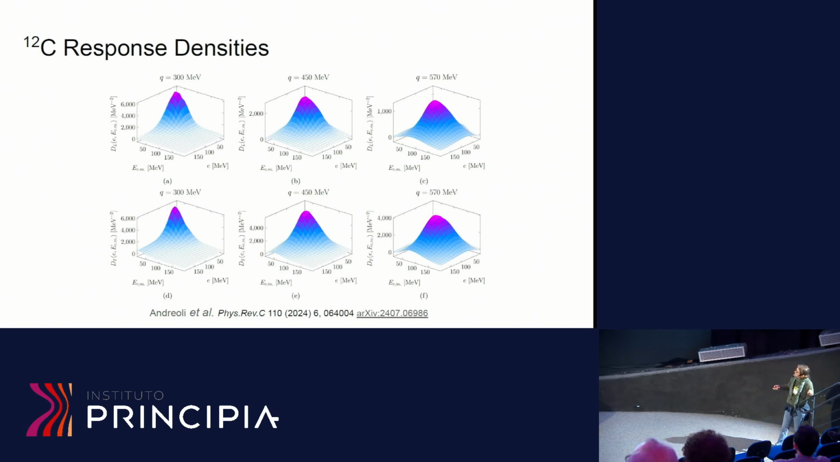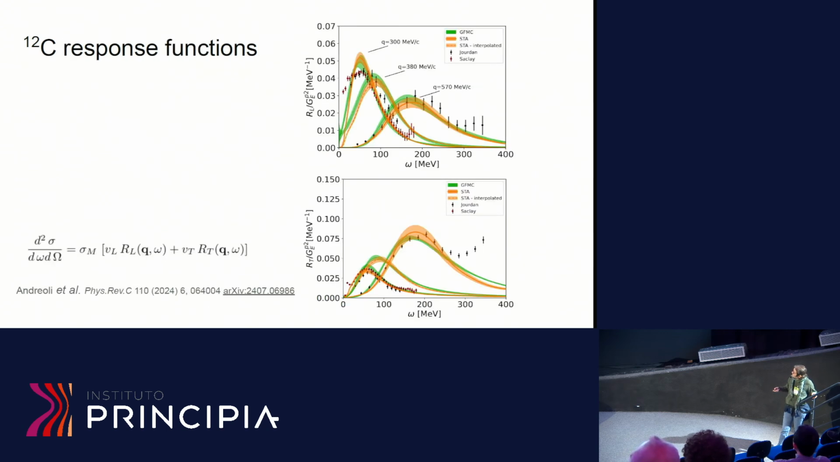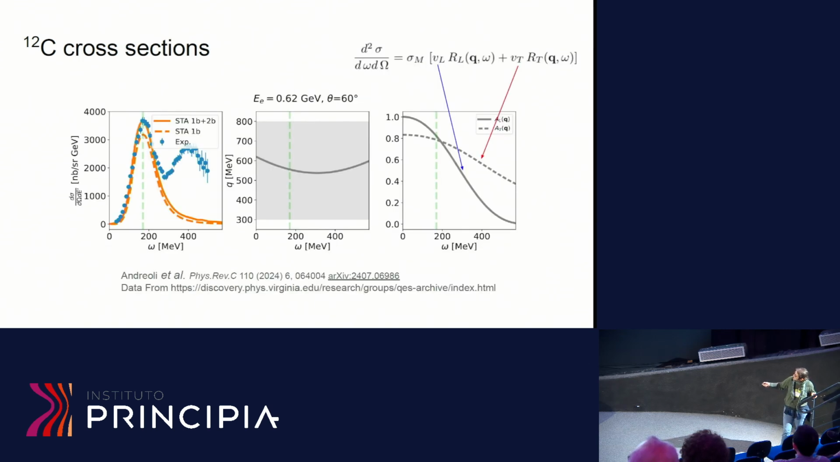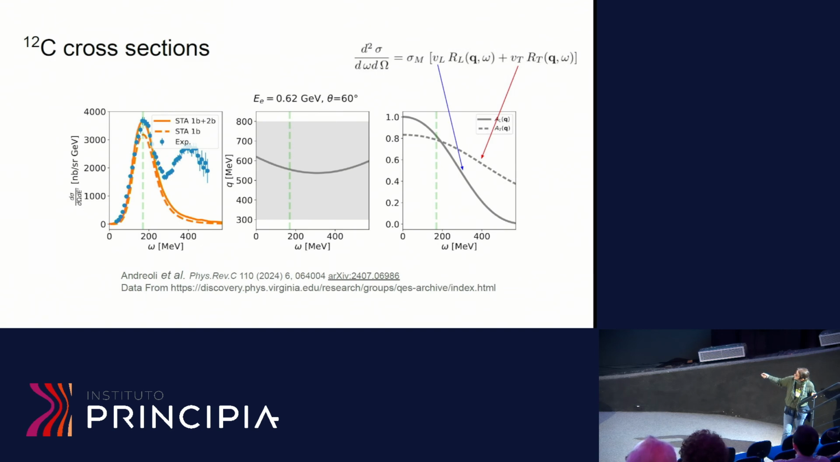The recent developments have been mainly related to exporting this method to study carbon-12. They require a lot of technicalities in terms of refactoring the code and making it suitable to address this problem. From the densities, the responses were obtained. And finally, the cross-section. So this is a comparison with the data for the cross-section at these particular kinematics.